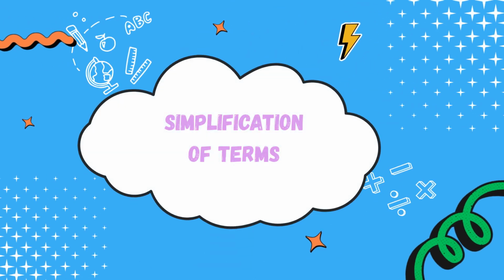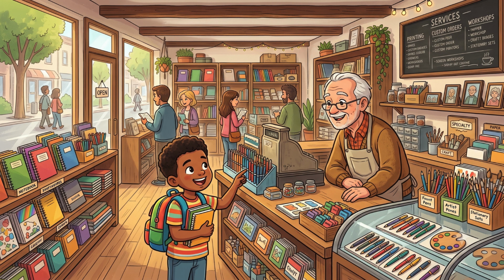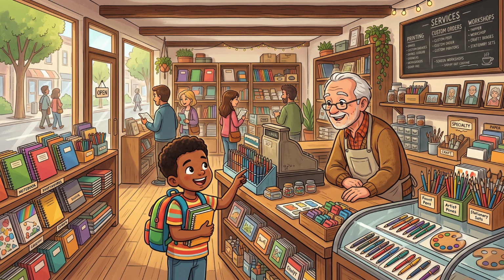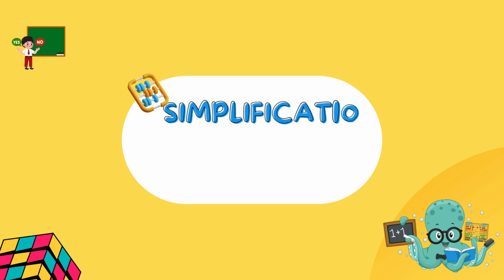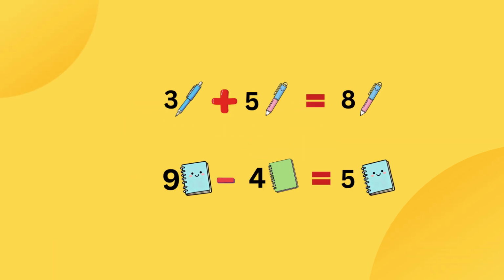Hello everyone, today we will learn simplification of terms. Imagine ordering items in a stationery shop, like give a pen, a notebook, another notebook and two pens. Confusing, right? Instead, we naturally group them together and say give 4 pens and 2 notebooks. In Algebra, we call this simplification of terms. We can combine or subtract things that are exactly alike.